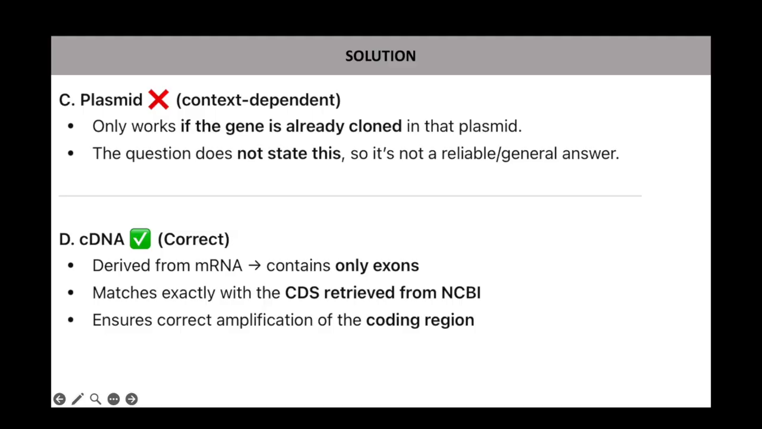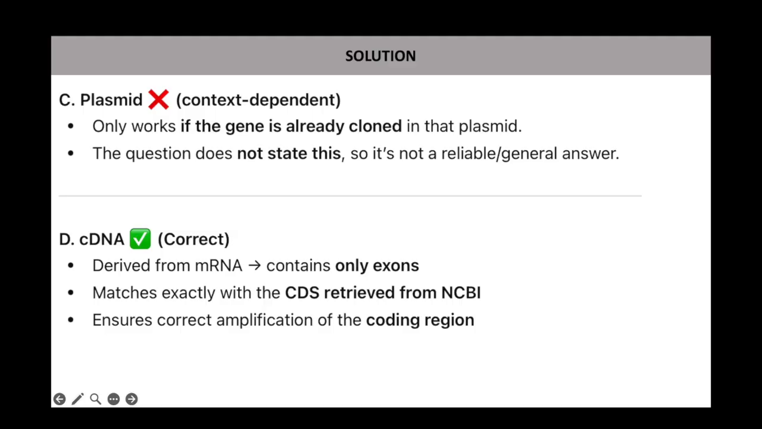Only when the vector contains the sequence of the CDS that we require and the primers are designed from that, then in that case the amplification is possible. If not, then this option is incorrect. So because it is not very clearly mentioned in this, it is not a reliable answer.